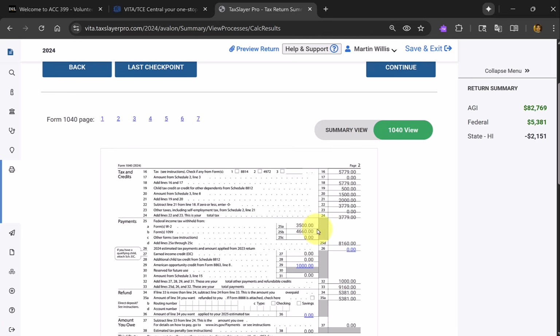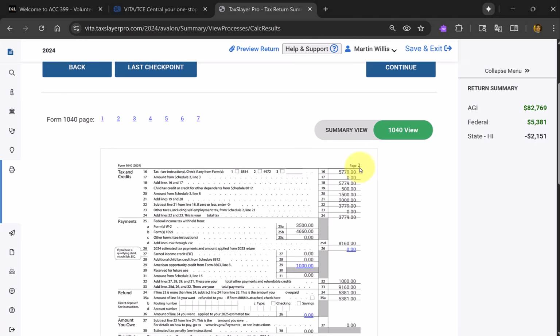Now, how much taxes have I already paid? 3,500 withheld from Martin's pay. This 46,660 should be from Yvette's retirement income and Social Security income. I probably need to go back and double check. Now, this $500 is the other dependent credit for Yvette. This $1,500 credit is part of the education credit. Another $1,000 credit down here is part of the education credit.